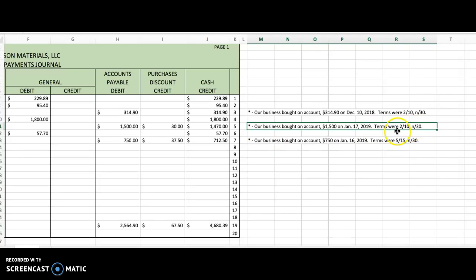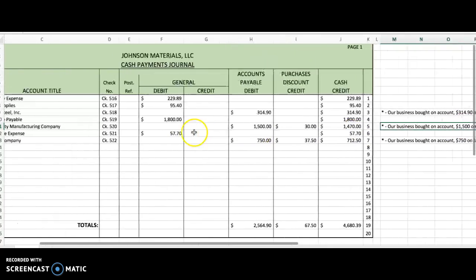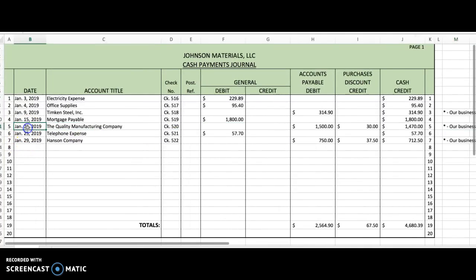The terms were 2/10, n/30. So again, we get 2% off if we pay it within 10 days. And in fact, we did. We purchased this on, as you see, January 17th, and this is January 21. So we are within the 10 days, so we can take a discount.